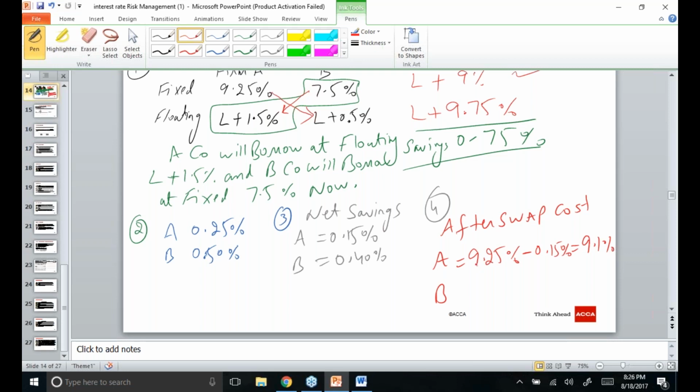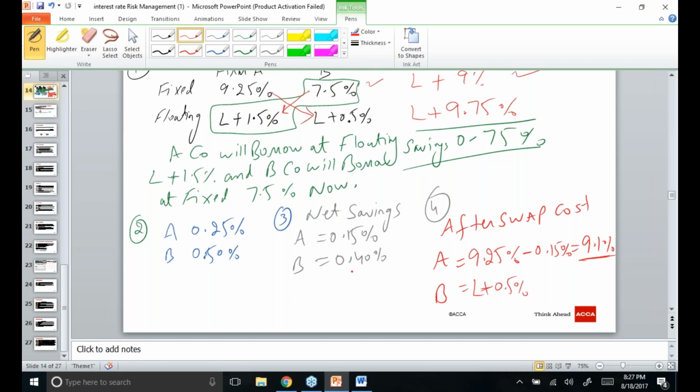So just identify the fixed cost of A, that is 9.25%, but this is not the cost now, because this cost must be cheaper by 0.15%. So its final cost is 9.1%. What has company B done? Company B has already borrowed at a fixed rate. So B's exposure will be at a floating rate. And if B directly borrows at a floating rate, it must cost LIBOR plus 0.5.